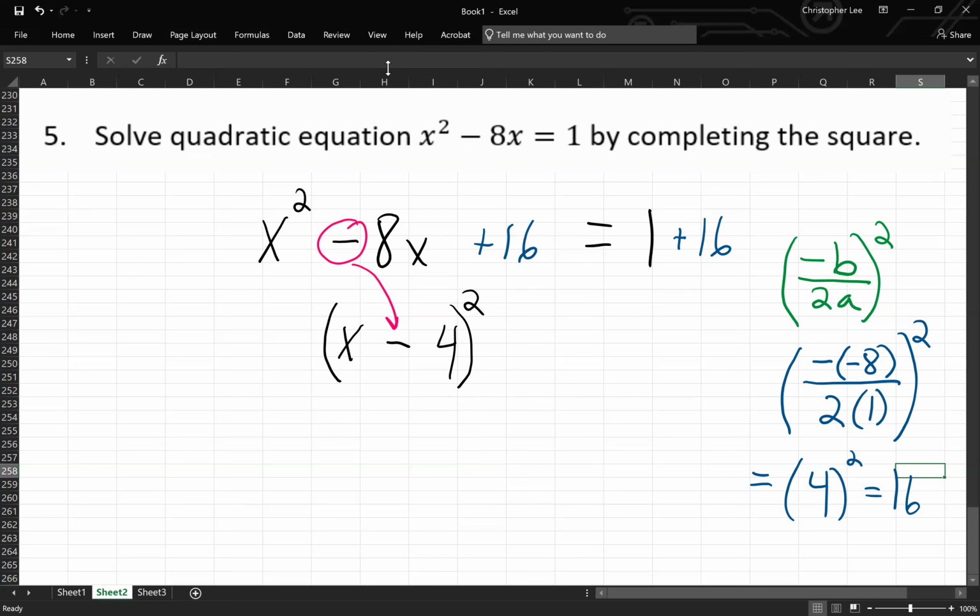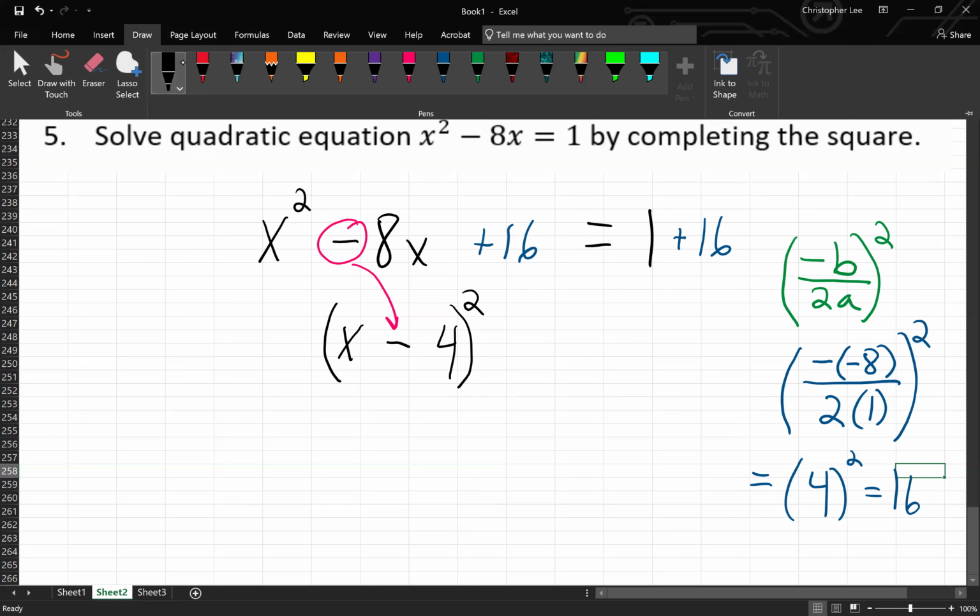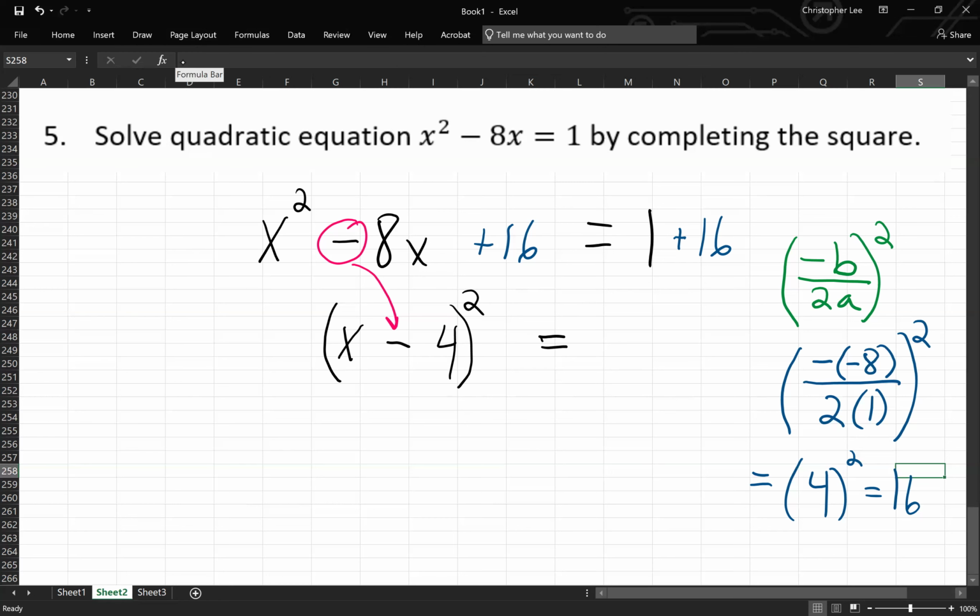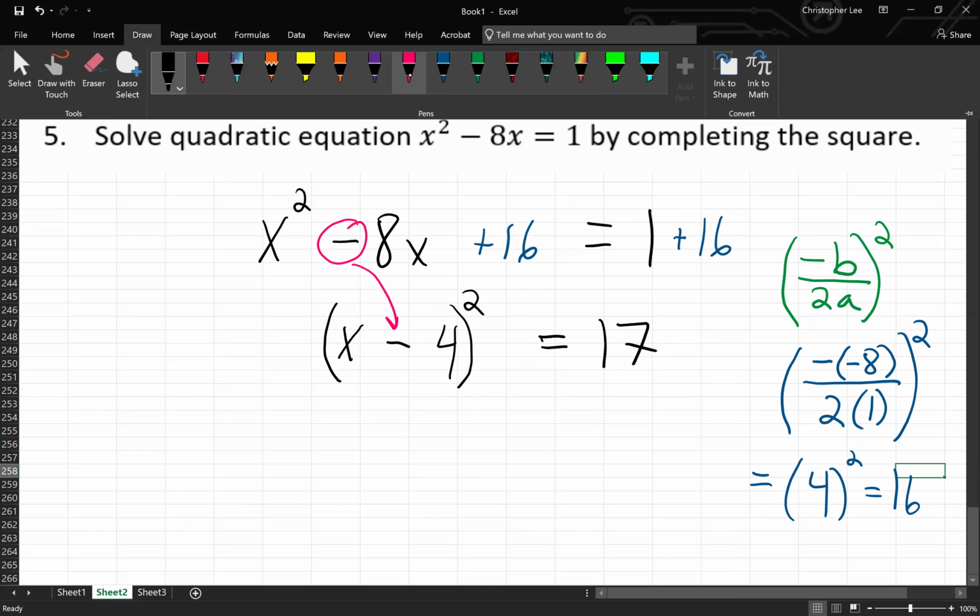Let me ask you another question. Let me finish writing this out. 1 plus 16 is what again? Thank you. I'm bad at math, so you have to help me out. Real quick, how did you know that this was 4 right here?